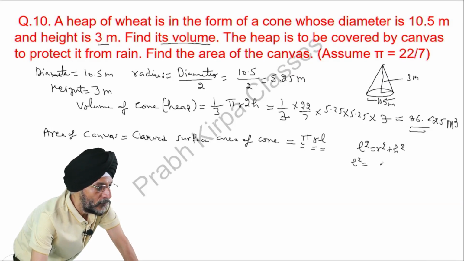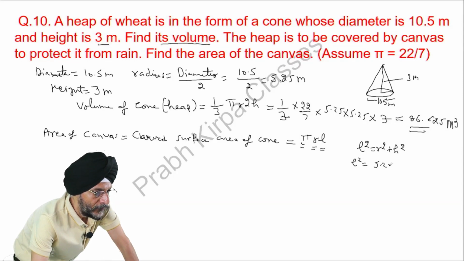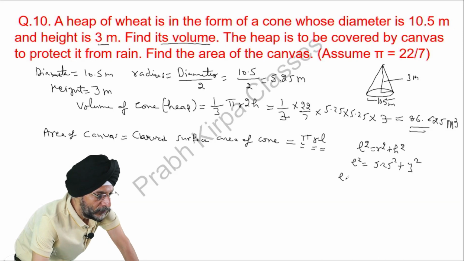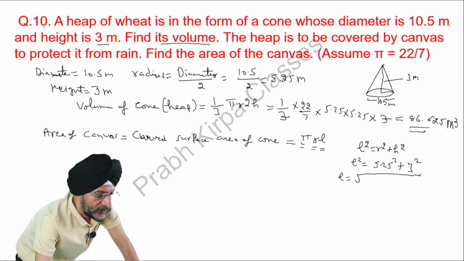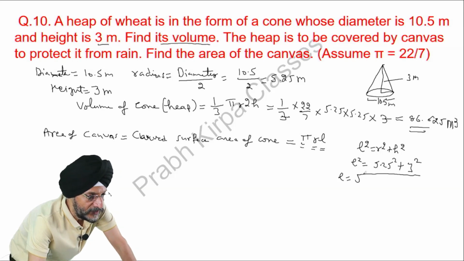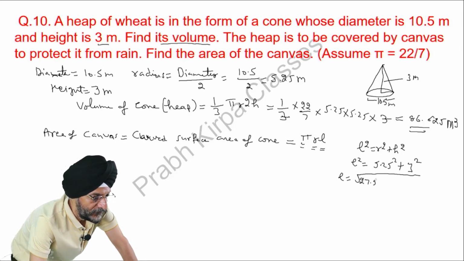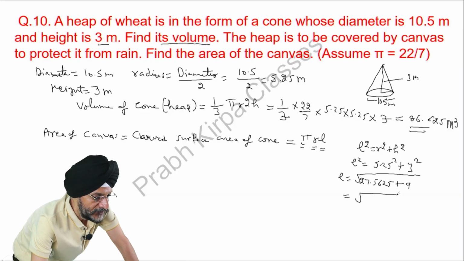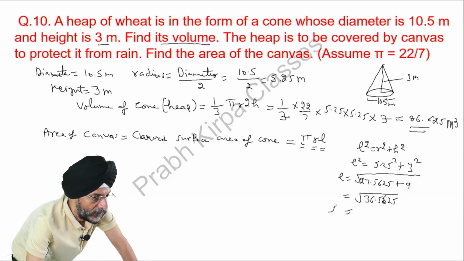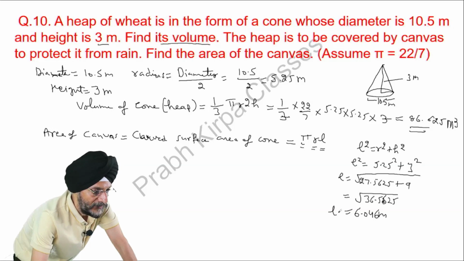Now we will here put the relevant values. L square is equal to R square, means 5.25 square. What is the value of H? It is 3. What is the value of L alone? Now 5.25 square will come as 27.5625 and it will come as 9. Now it will come as 36.5625 and it will ultimately result into L will come as 6.046 meter. Now we have arrived at the value of L.